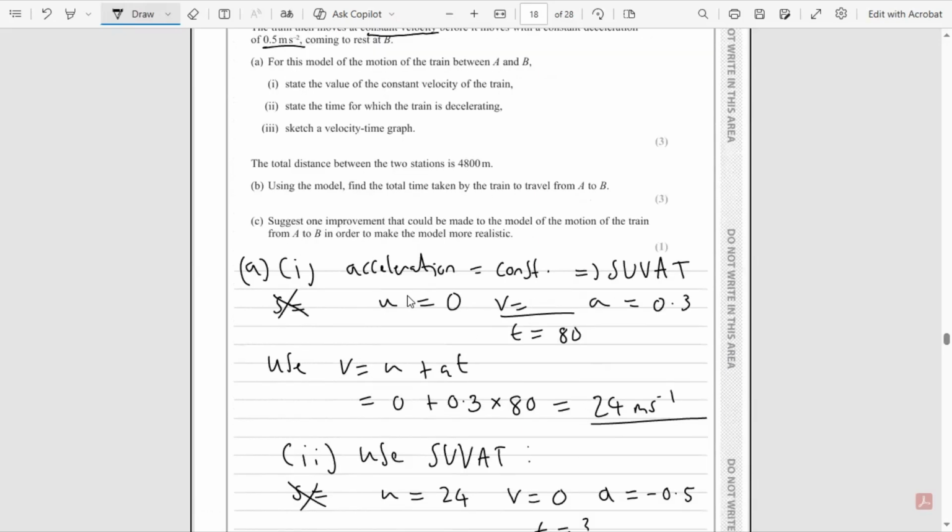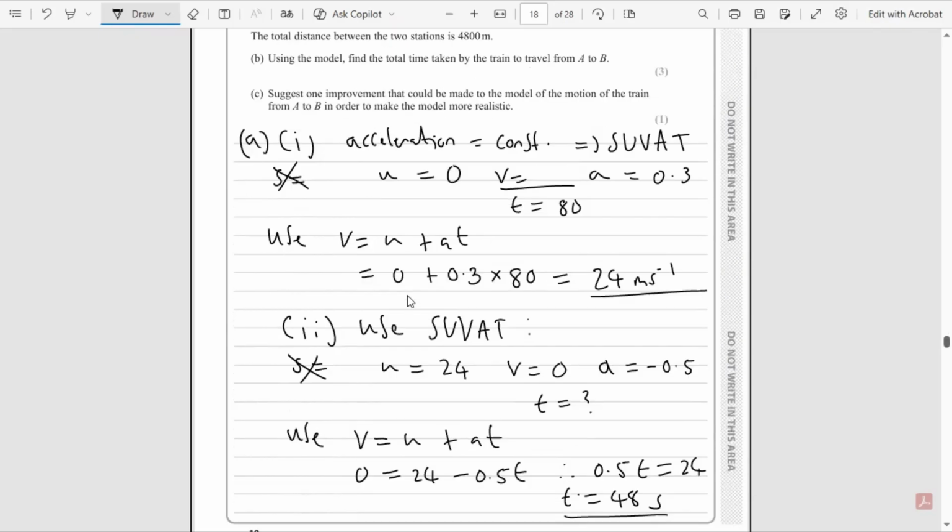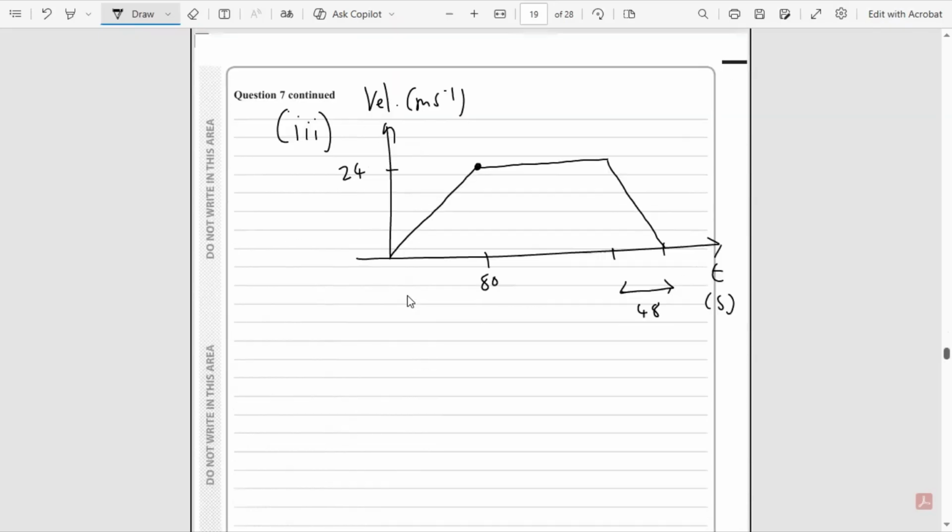Now for part B of the question, the total distance between the two stations is 4,800 meters. Using the model, find the time taken by the train to travel from A to B. Now remember, the distance traveled with a velocity time graph is your area under the curve. Okay, so the area under a velocity time graph represents your displacement.